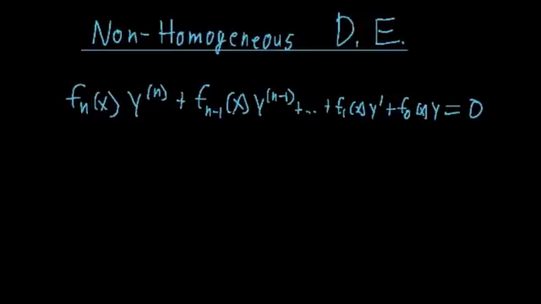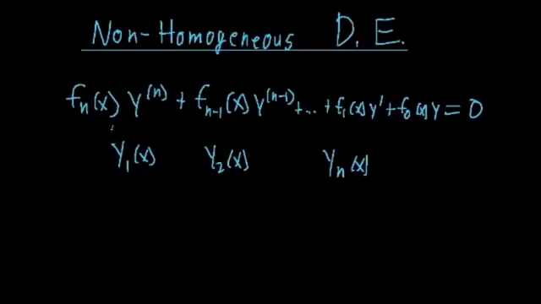And if all of these function terms are continuous on what we like to say a common interval of x, then there will be n linearly independent solutions. And we can just label them y1 of x, y2 of x, all the way up to, let's say, yn of x.